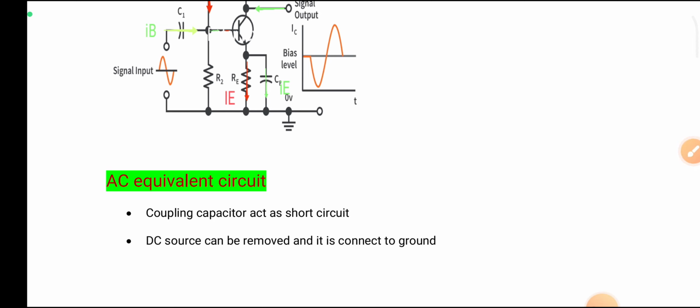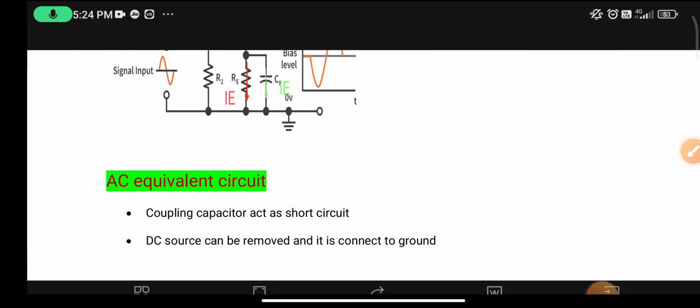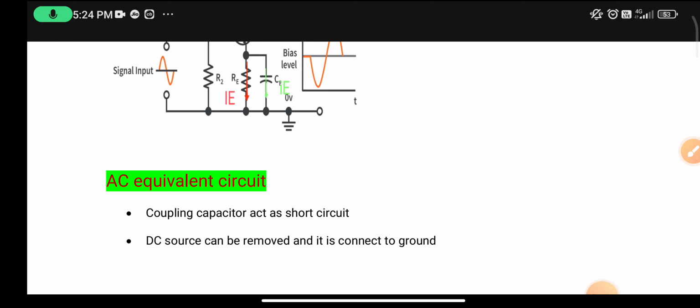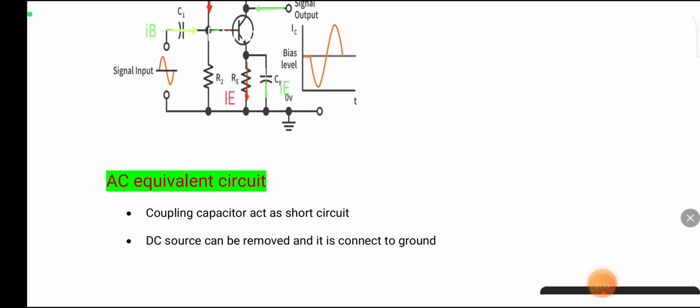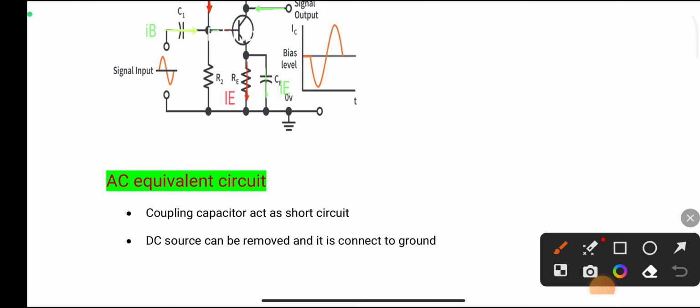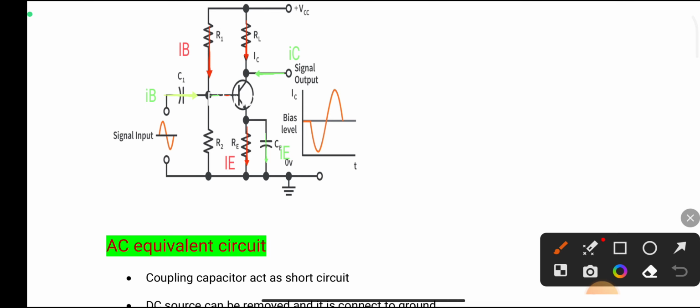In the AC equivalent circuit we make two changes in the circuit. The first one is that the coupling capacitors act as a short circuit for the AC signal. These capacitors, C in and here there is a capacitor like this, this is C out, act as coupling capacitors. So this coupling capacitor for AC signal acts as a short circuit. We already discussed the working of the coupling capacitor in the small signal amplifier.